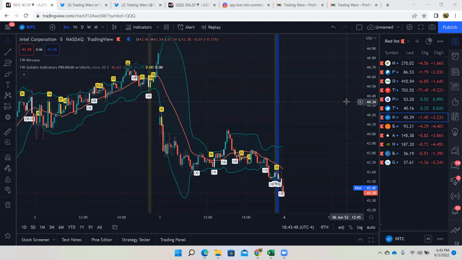Today, I'm going to be breaking down my Lotto Friday, talking to you about how to use the fibs to short, as well as this play I took on Intel. So if you're ready, let's step into the war zone.